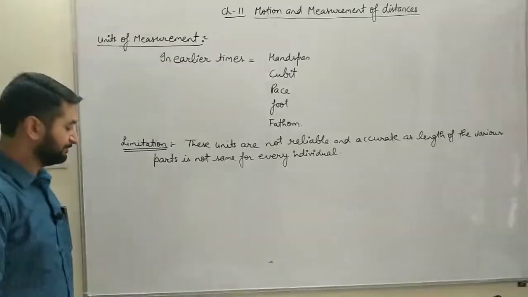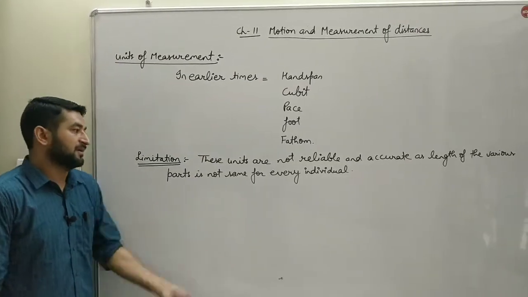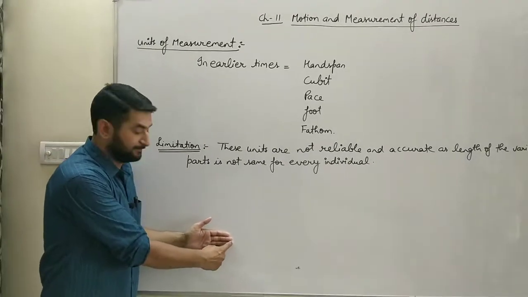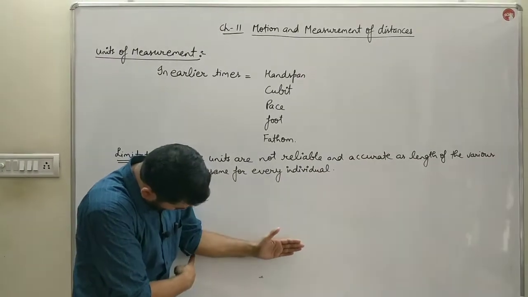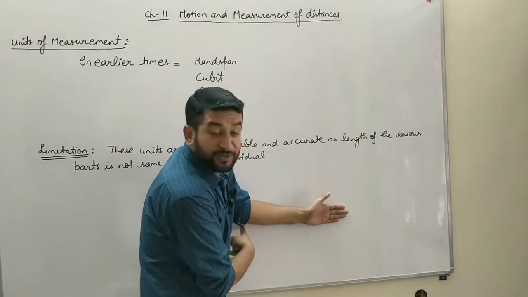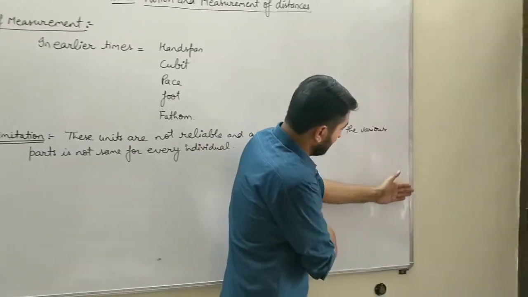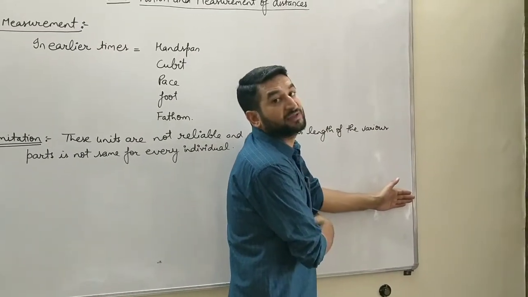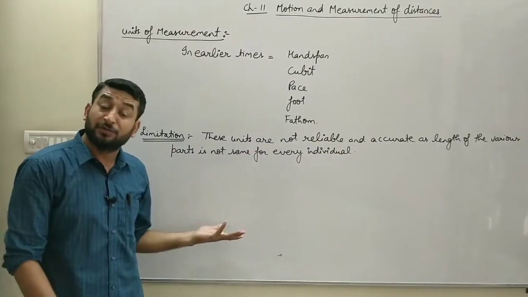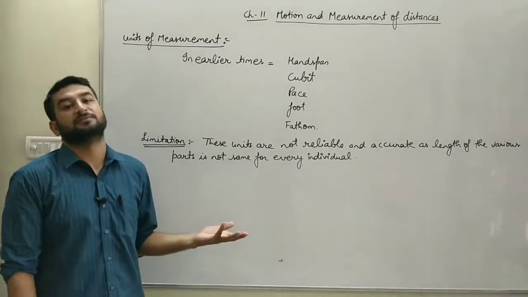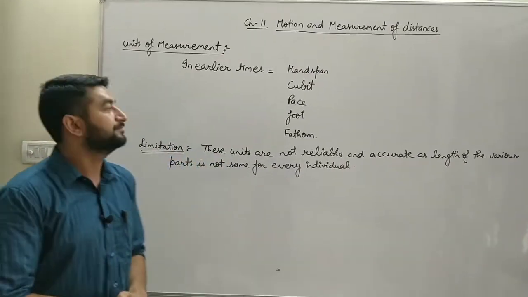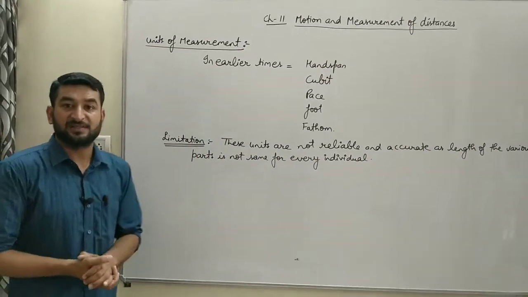Next, cubit. If I want to measure the length of this board with the help of cubit, 1 cubit, 2 cubit, 3 cubit, and from here it is approximately 4 cubits. Arm lengths vary. The length of the cubit is also not the same for every individual. That is why cubit is also not accurate and reliable. Now we'll discuss pace.